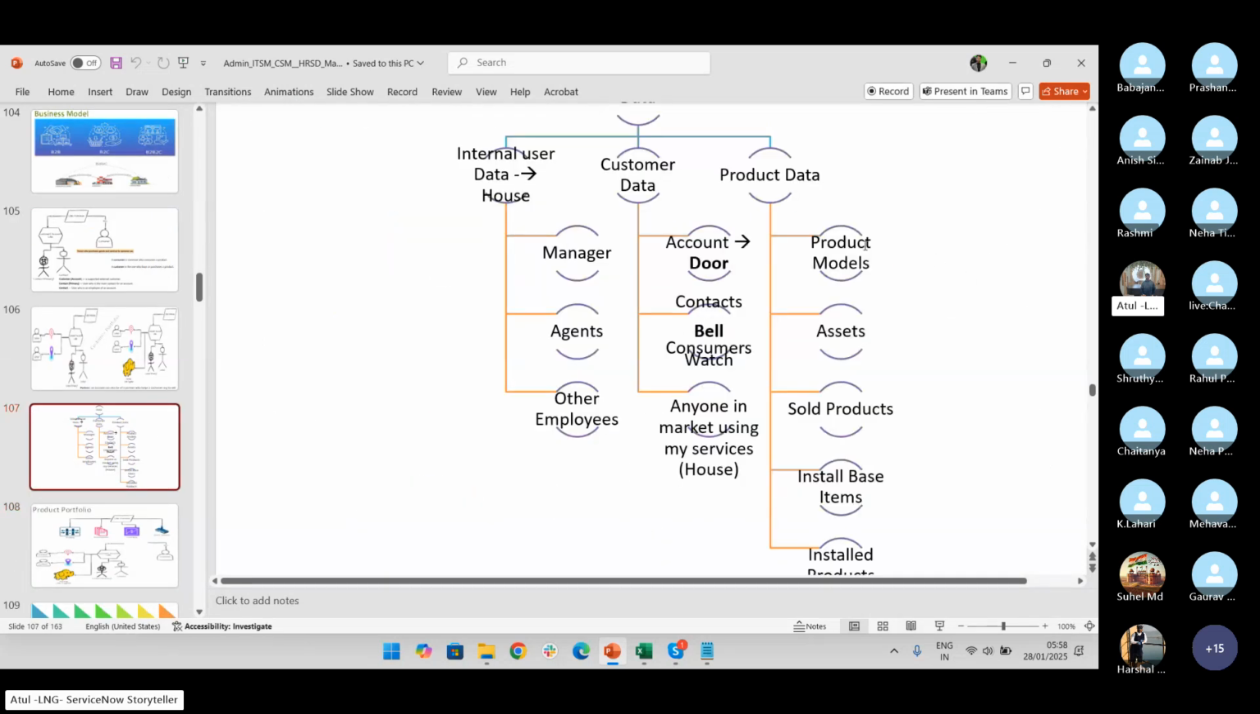ये देखो, ये है product model, asset, sold product, install base item and install products. तो एक कस्टमर के पास एसेट या सोल्ड प्रोडक्ट्स होते हैं. अब अगेन डिपेंड, यू आर गोइंग फॉर B2B और B2C.